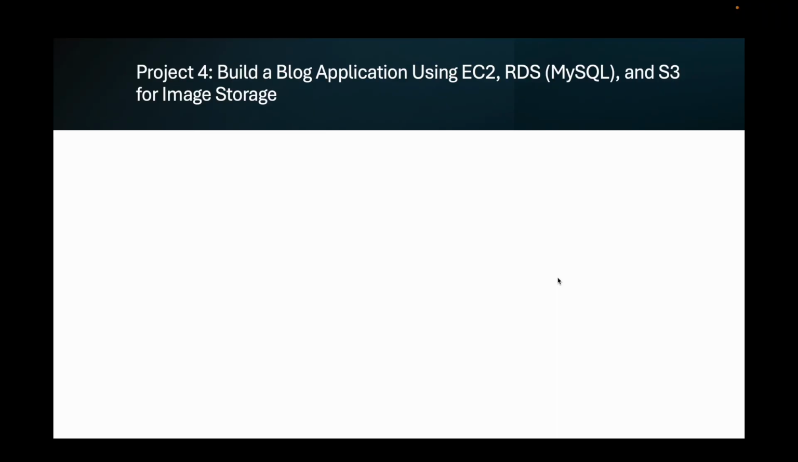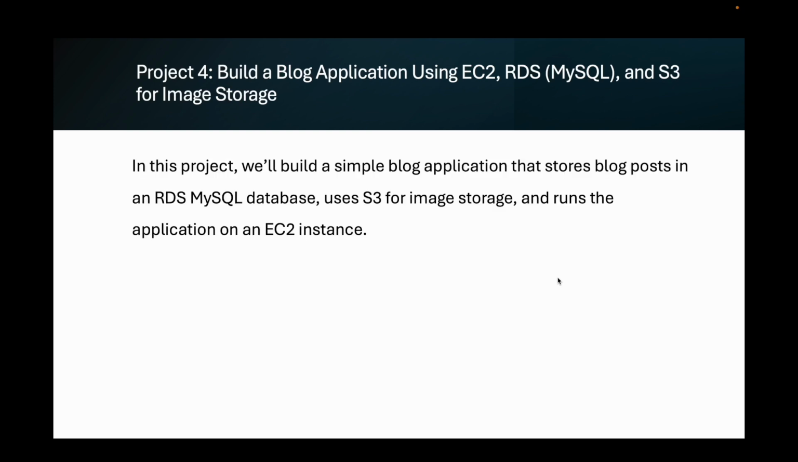Project 4. Build a blog application using EC2, RDS, MySQL, and S3 for image storage. In this project, we'll build a simple blog application that stores blog posts in an RDS MySQL database, uses S3 for image storage, and runs the application on an EC2 instance. So it's a little bit more complicated than what we did in the hands-on.